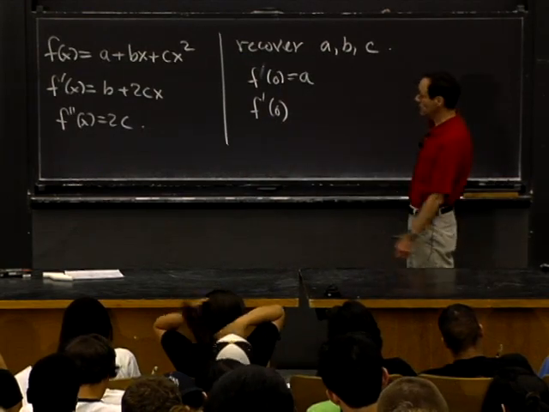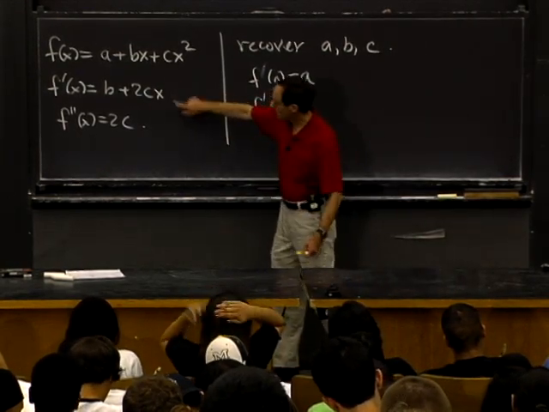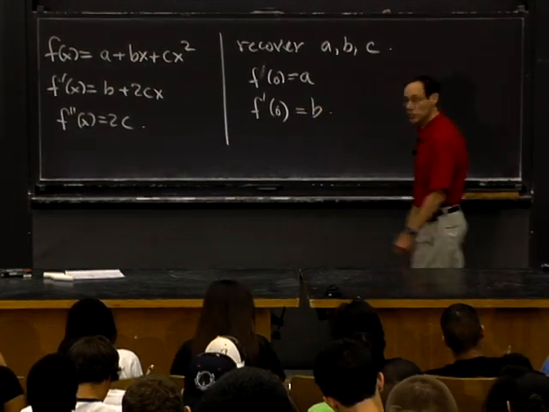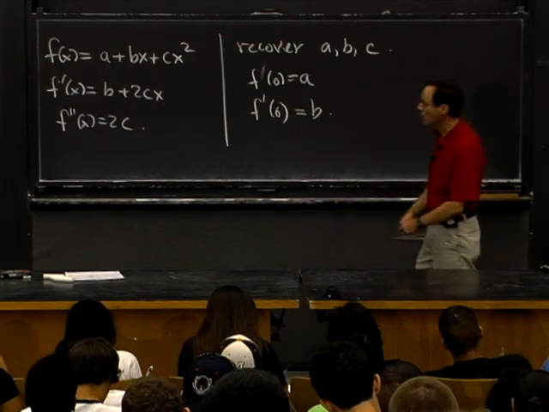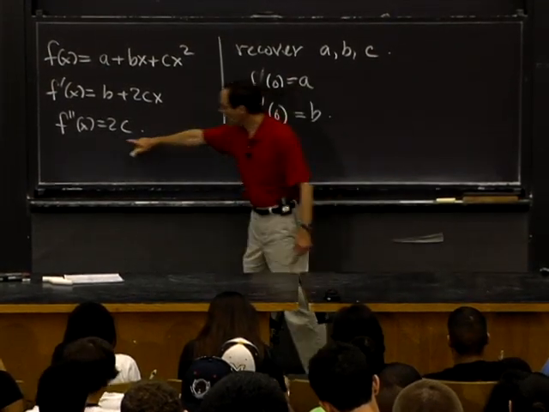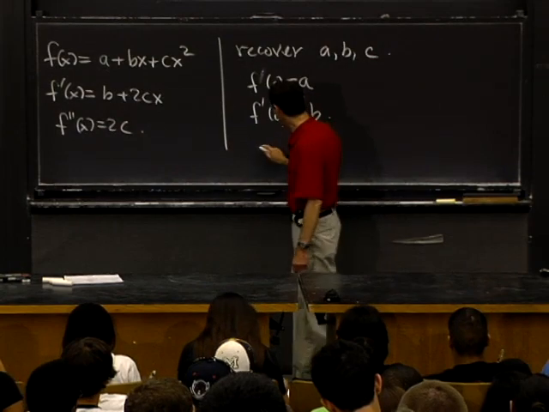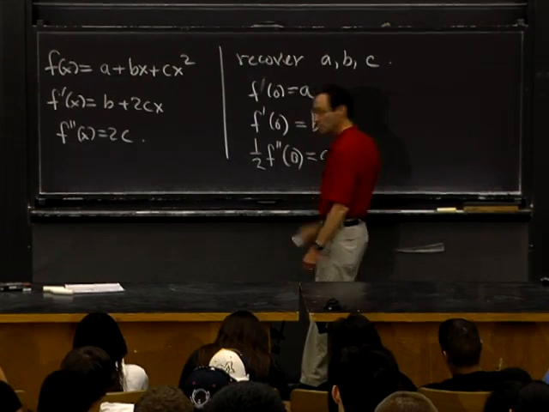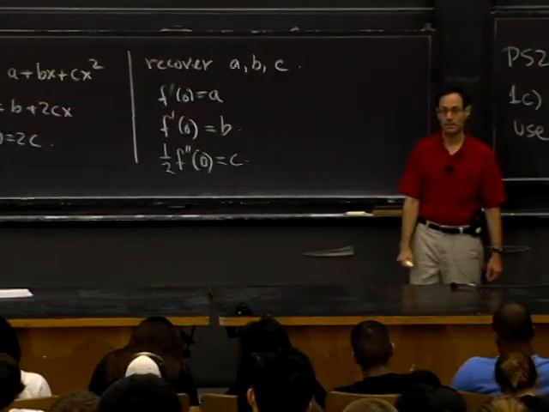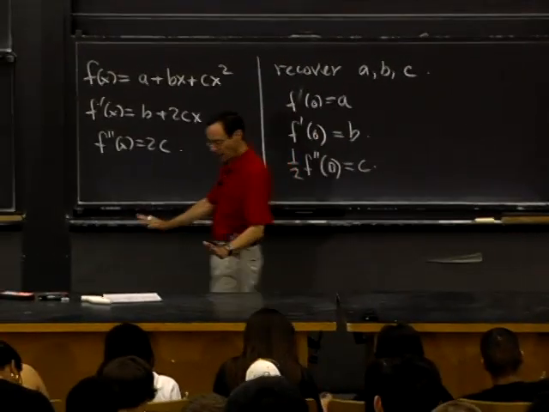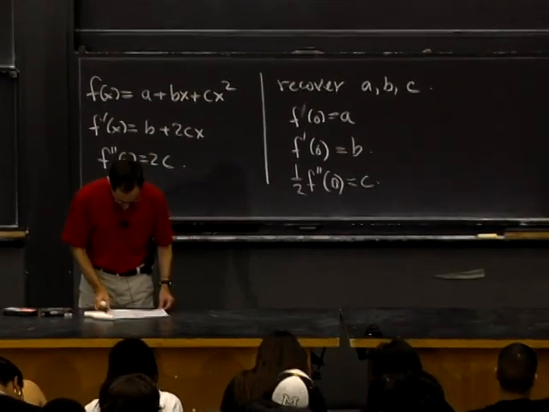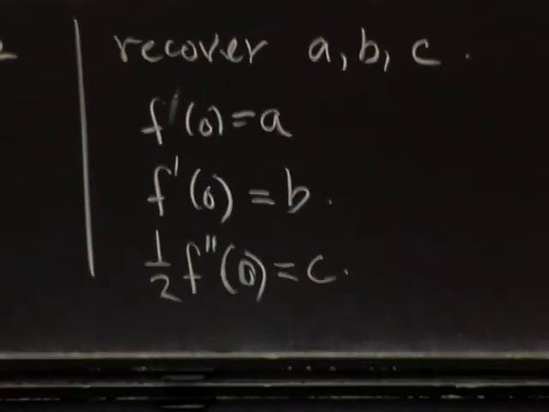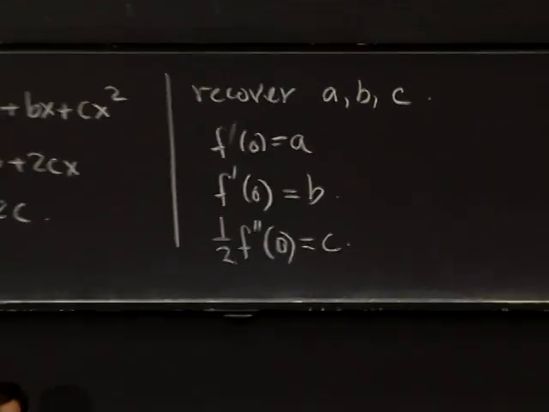All right, now f prime of 0, that's this next formula here. f prime of 0, I plug in 0 here, and I get b. That's also good, and that's exactly what the linear approximation is supposed to be. But now you notice f double prime is 2c. So to recover c, I'd better take half of it. And that's it. That's the reason. There's no chance that any other formula could work, and this one does. All right, so that's the explanation for the formula.